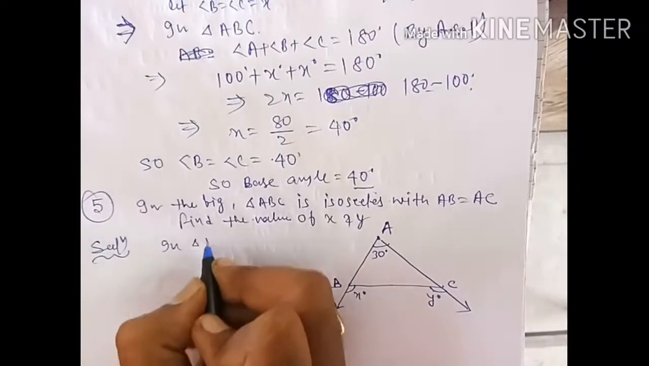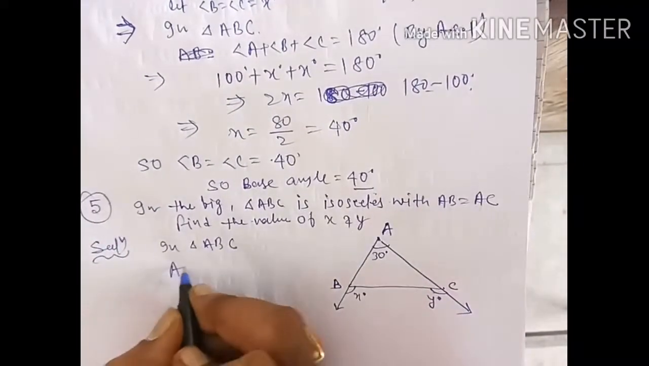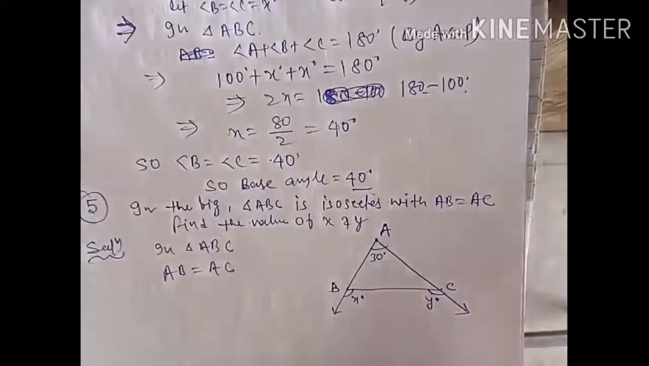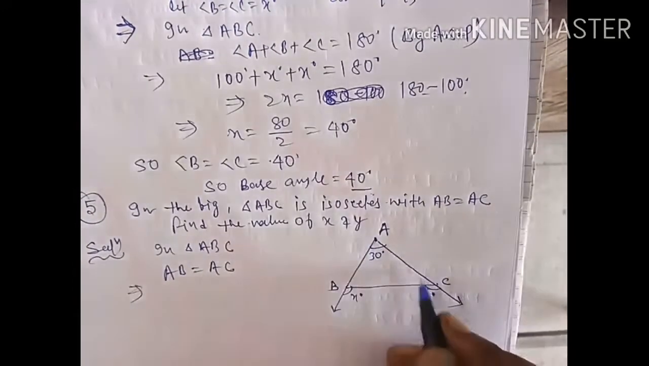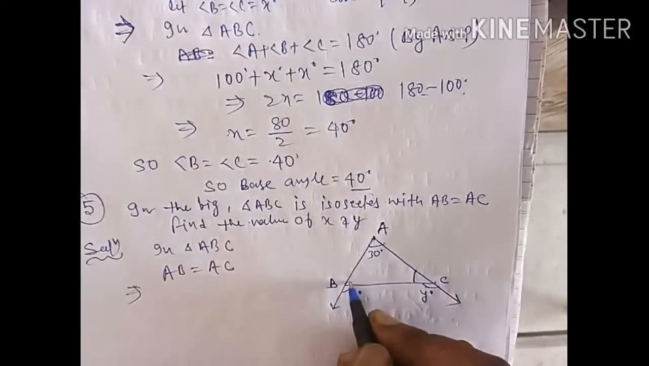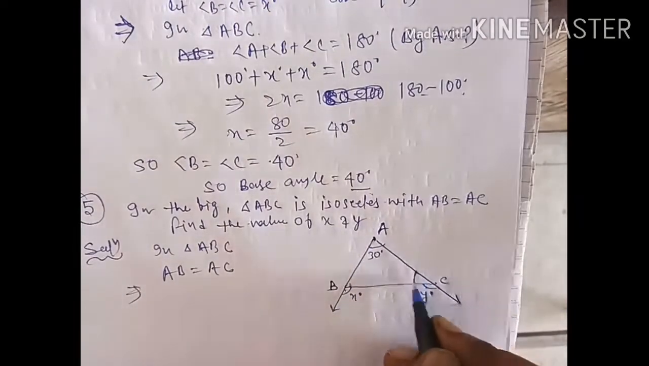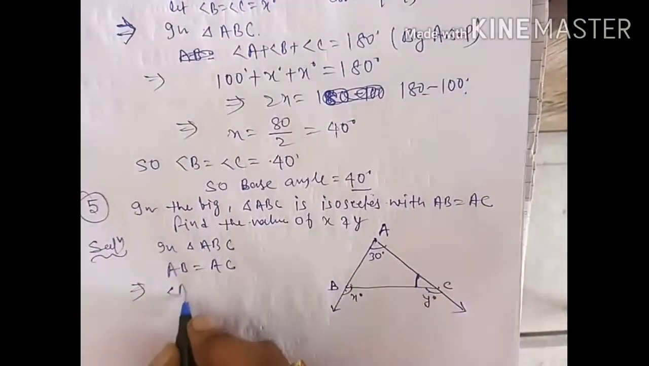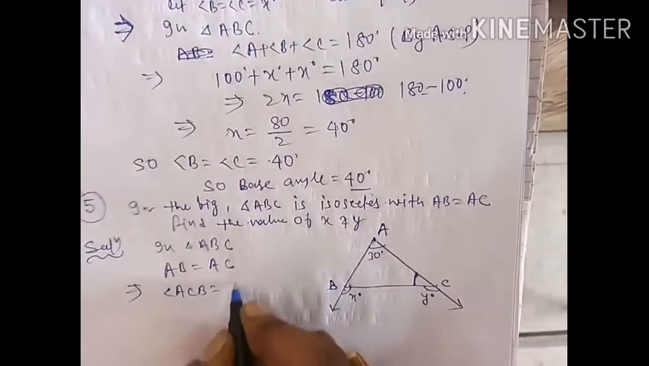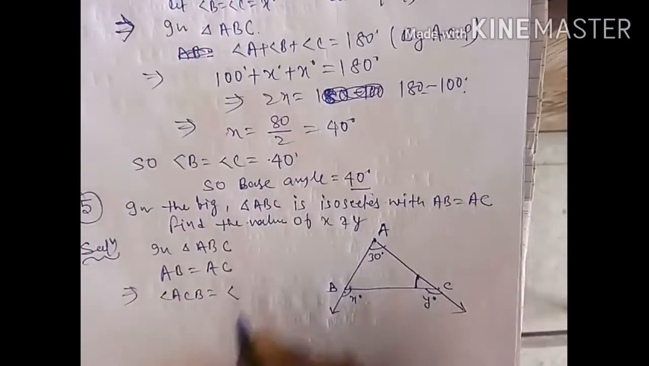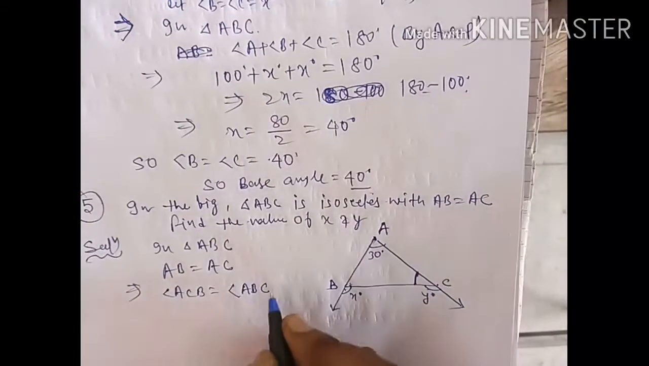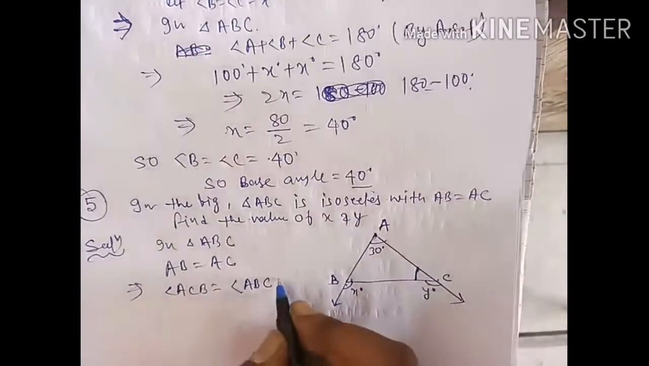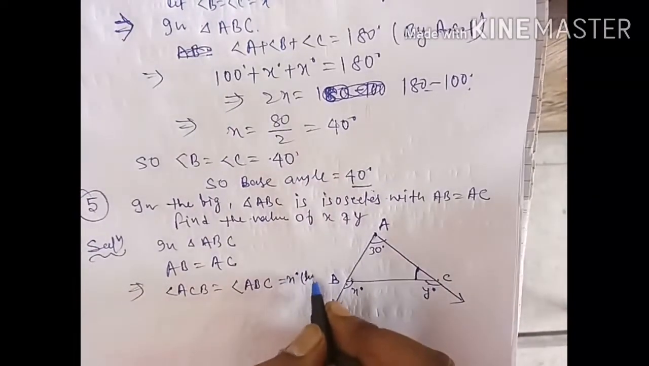In triangle ABC, AB is equal to AC. It means the angle opposite to side AB is equal to this angle C. Angle ACB is equal to angle ABC. Let it be equal to X.